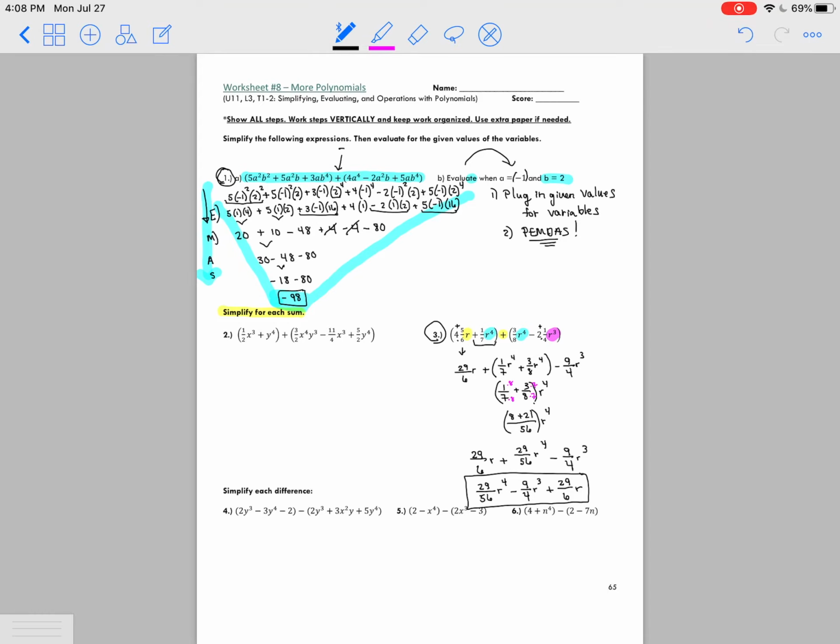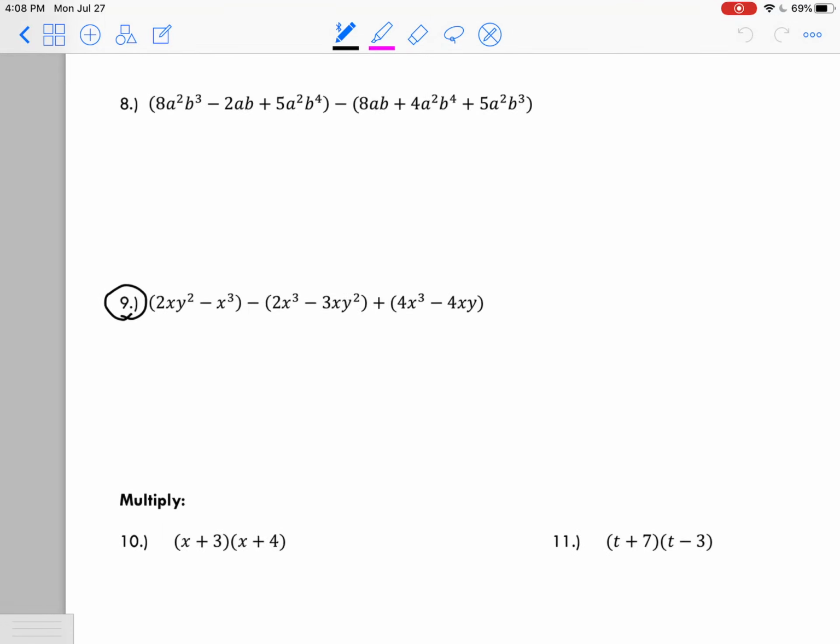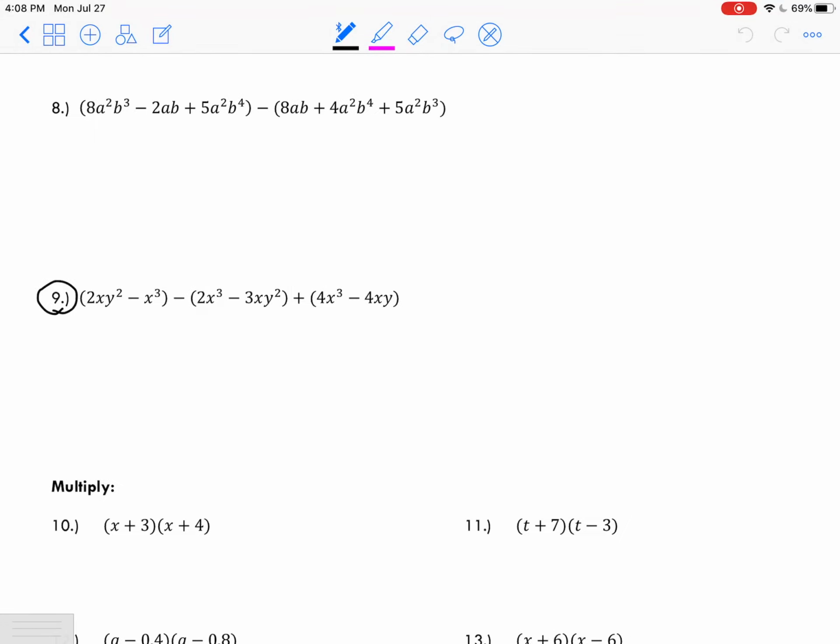All right, so that's it for number 3. And I want to jump to number 9. So I like number 9 because we actually have a few things going on here. I've got a little bit more than just adding or subtracting.